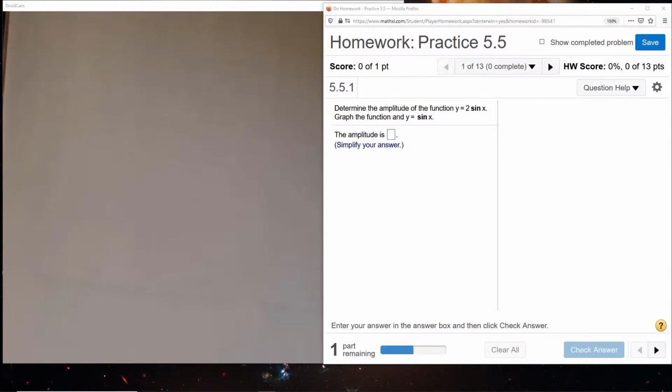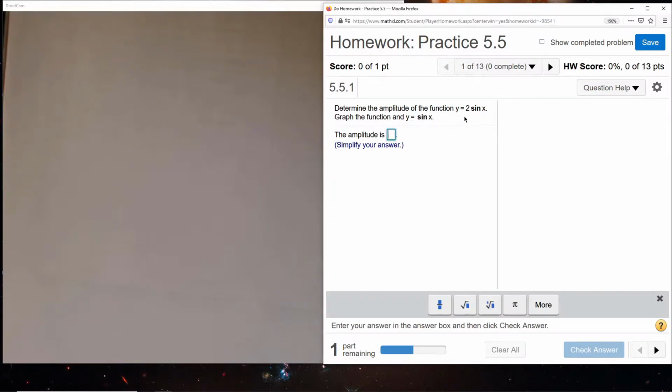All right, so let's check out practice 5.5. And here's the first question. We're given a function 2 sine x, and they want to know what the amplitude is. Well, the amplitude is the number being multiplied to the sine, which is 2.